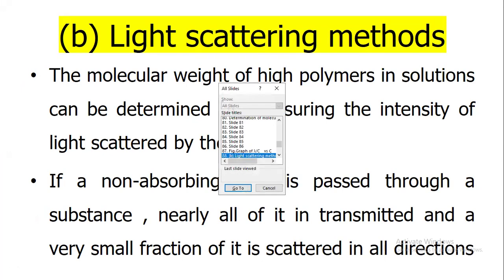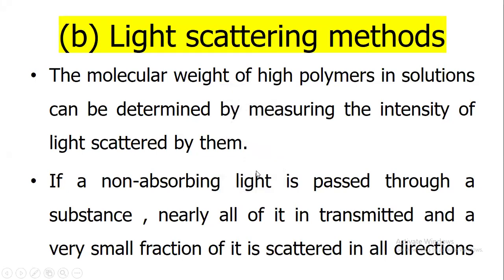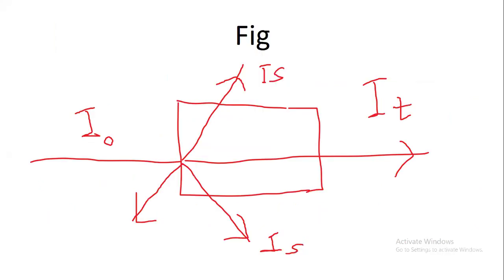Light scattering methods. The molecular weight of high polymers in solution can be determined by measuring the intensity of light scattered by them. If a non-absorbing light is passed through a substance, nearly all of it is transmitted and a very small fraction of it is scattered in all directions. Here I naught is the incident light, I s is scattered, and this is the I T transmitted.